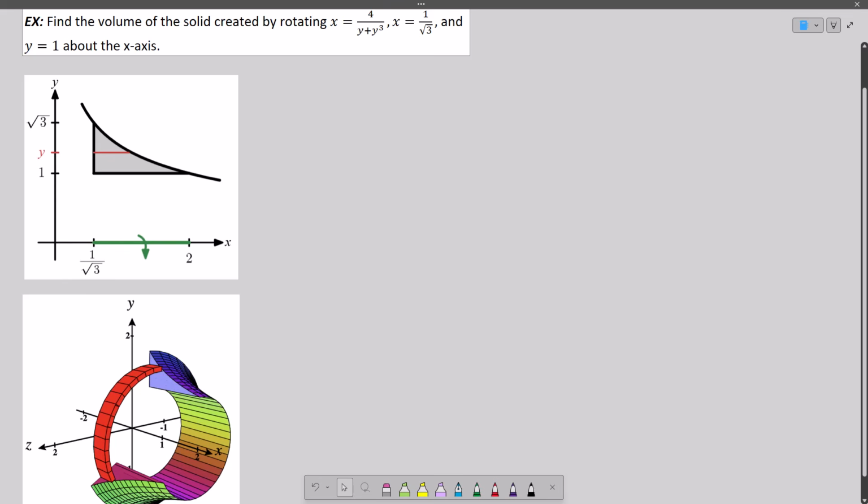So we want to find the volume of the solid generated by rotating that shape around the x-axis. And we're given that we're going to start at 1 over root 3 in the x direction here. And then we're going to stop at y equals 1 here. So y equals 1 and x equals 1 over root 3. Those are our two limits.